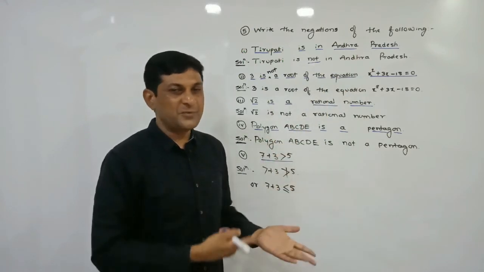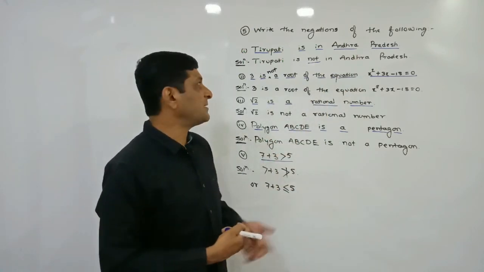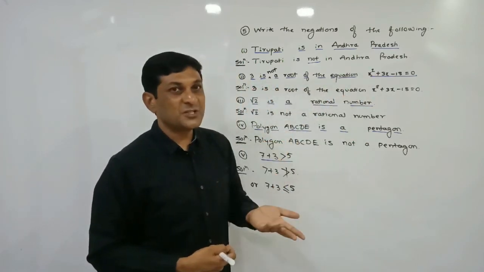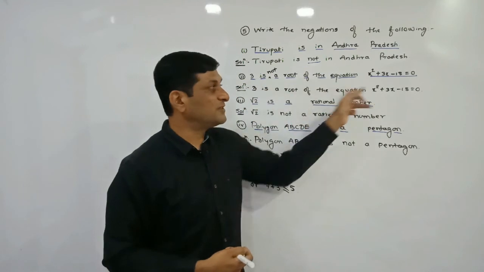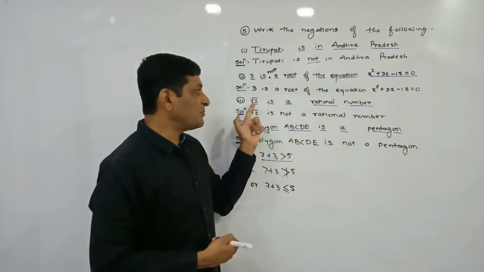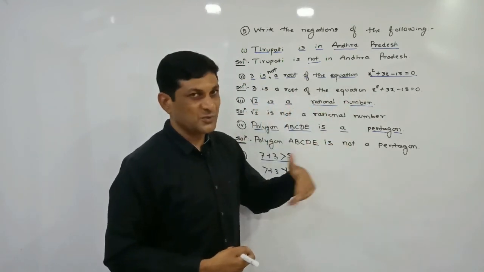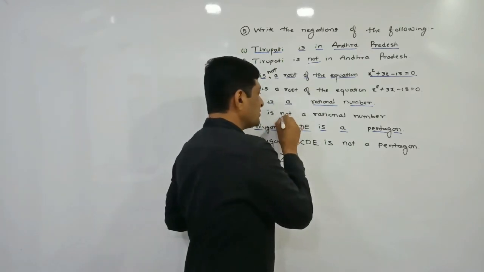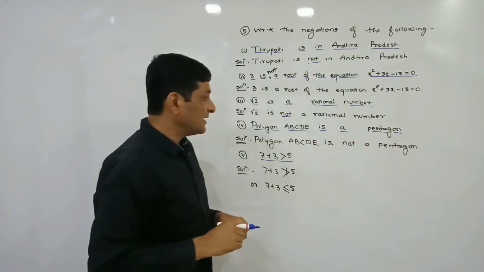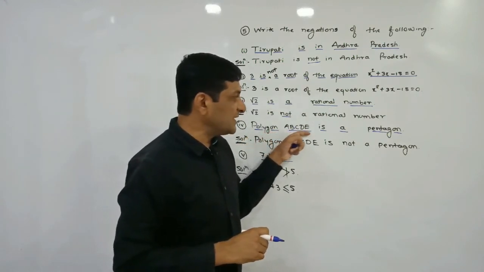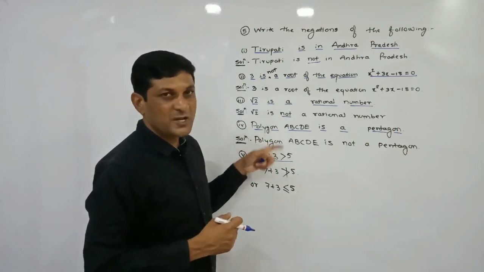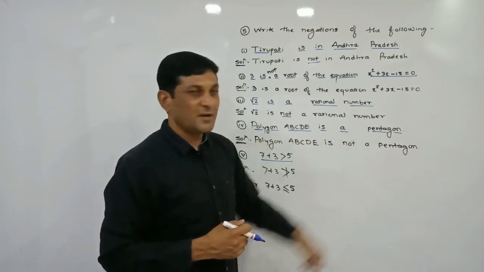So same method we have to apply in remaining all the example. So 3 is not the root of this equation, means its negation is what? 3 is the root of this equation. See the third example, root 2 is a rational number. So use not in this statement, means what result we will get? Root 2 is not a rational number. Then see the next, polygon ABCD is a pentagon. So use not in this statement, what result we will get? Polygon ABCD is not a pentagon.